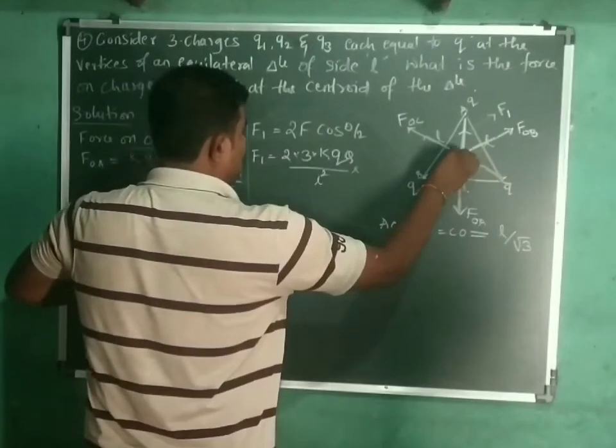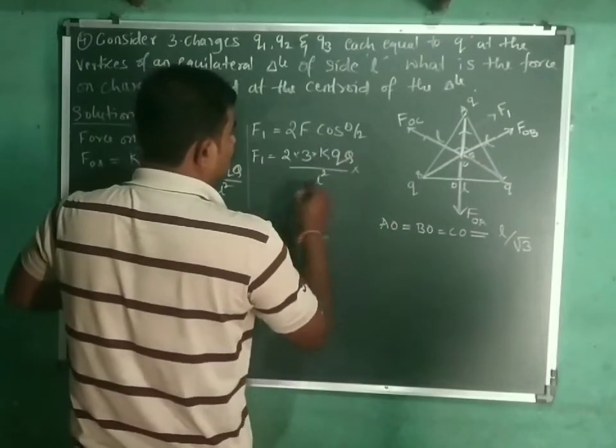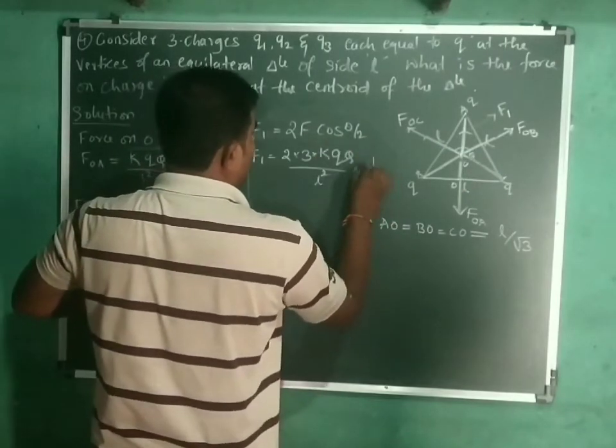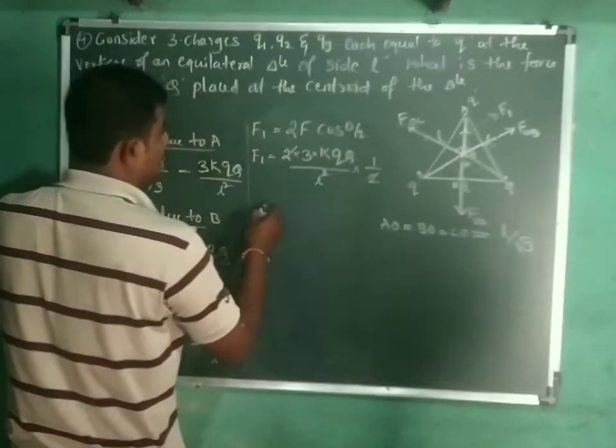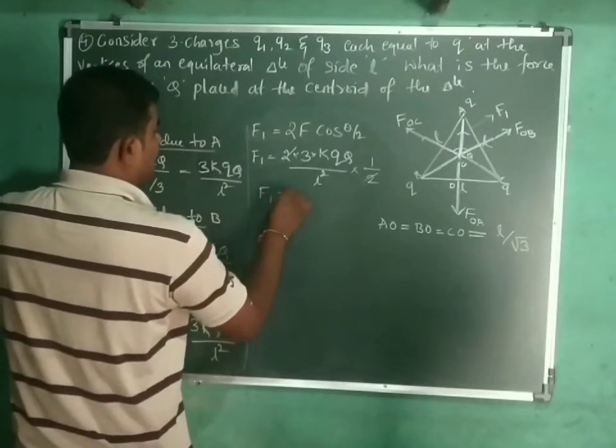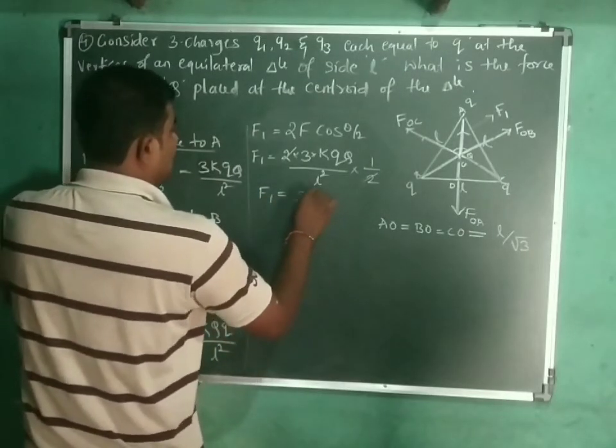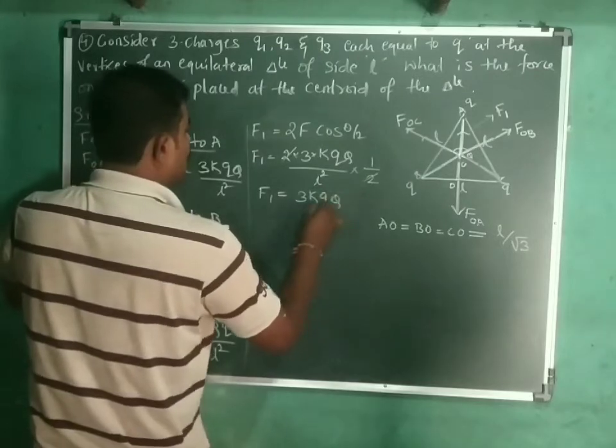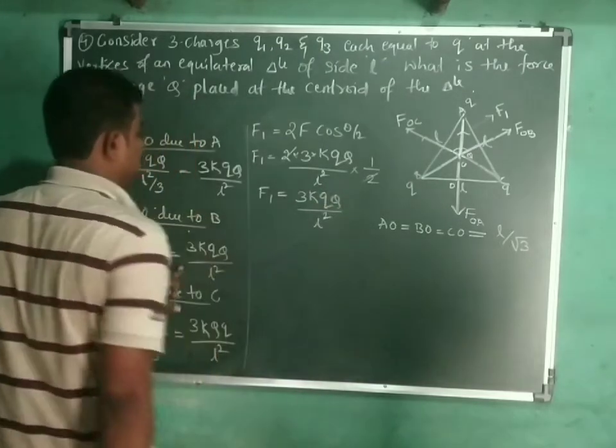This theta is how much? 120, and 120 divided by 2 is how much? 60, and cos 60 is 1 divided by 2. 2 is cancelled. What is remaining? F1 is equal to 3KQQ divided by L square. This is remaining.